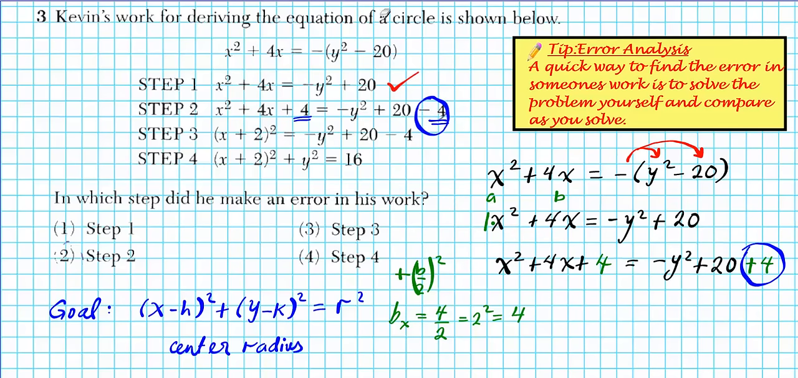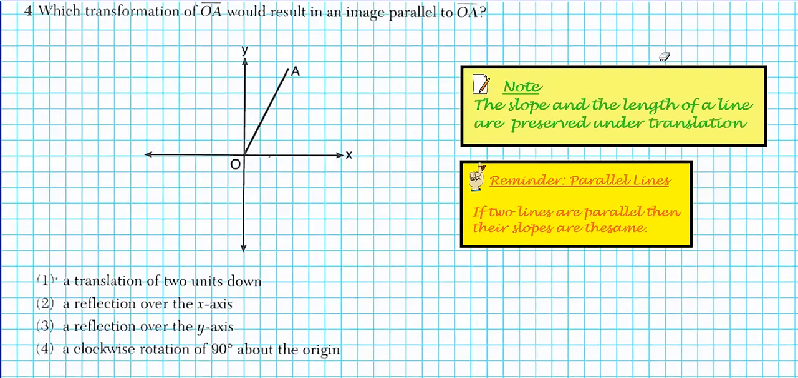So step number 2 is incorrect because Kevin subtracted 4 from the right side as opposed to adding 4. Answer is step number 2, option 2. Okay, let's take a look at number 4.